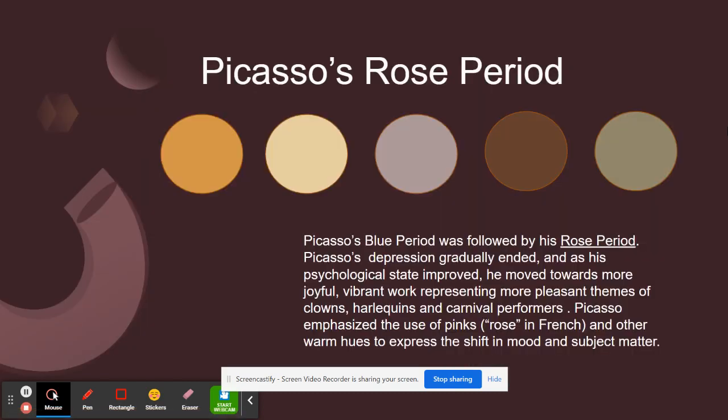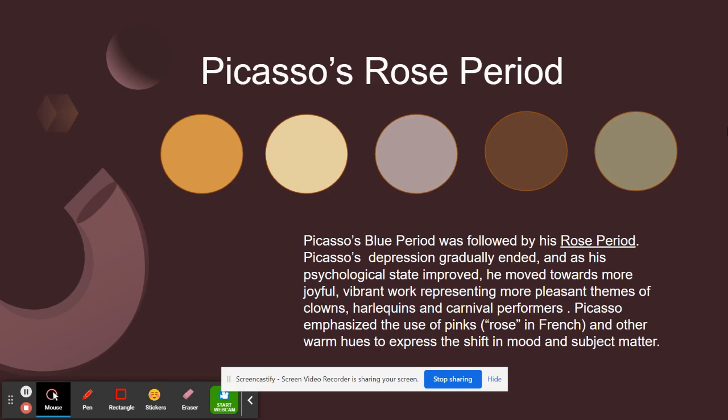Picasso's rose period. Please look up at these colors as well. So Picasso's blue period was followed by his rose period. Picasso's depression gradually ended and his psychological state improved. He moved more towards joyful or vibrant work, representing more pleasant themes like clowns and harlequins and carnival performers. Picasso emphasized the use of pinks, which is called rose in French, and other warm hues to express this shift in mood and subject matter.